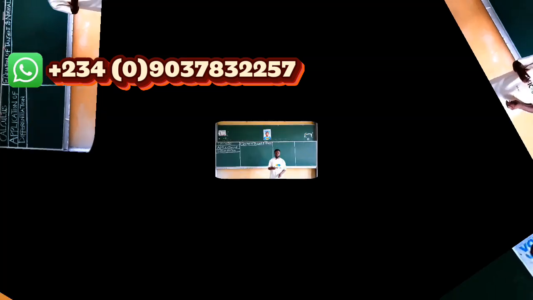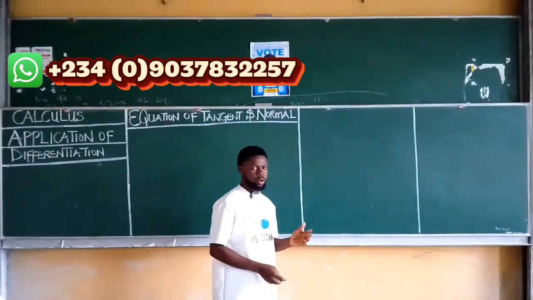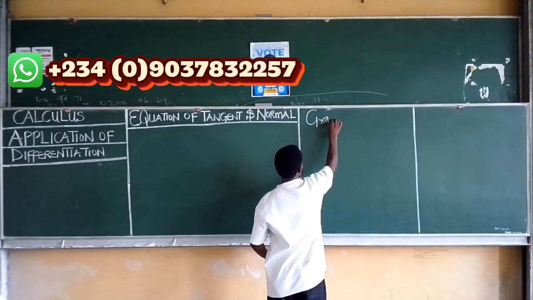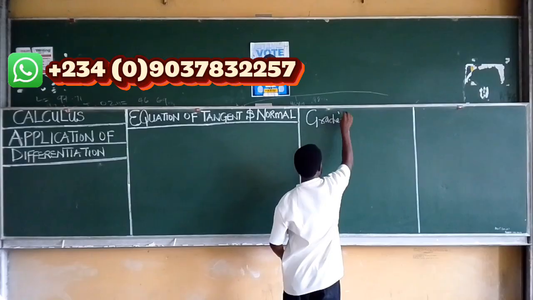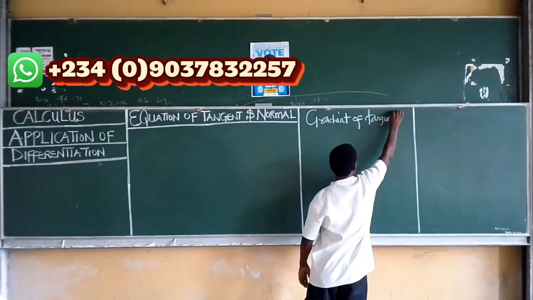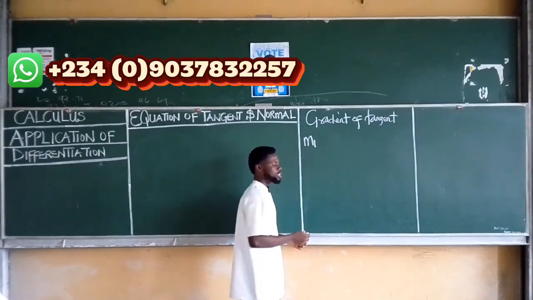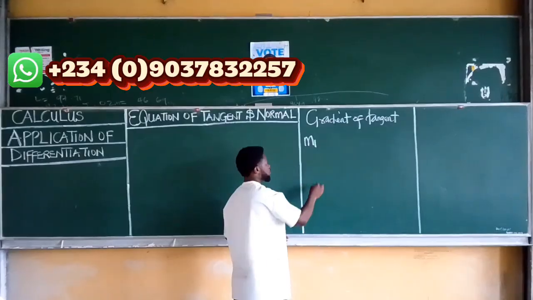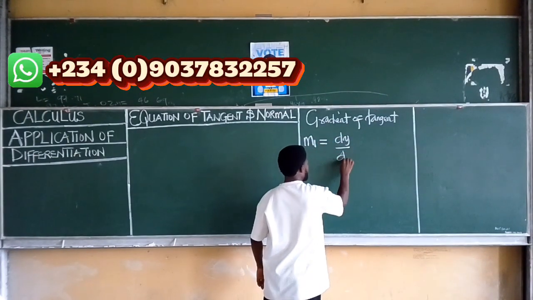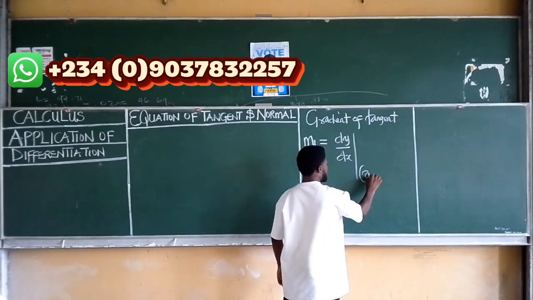Let us recall that from our previous class, the gradient of a tangent to a curve was given as m1, and we stated that this m1 is equal to dy over dx at a point (a, b).